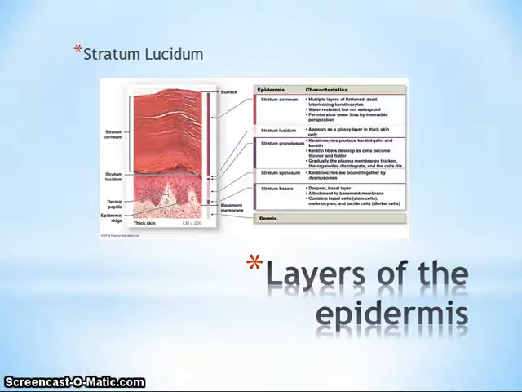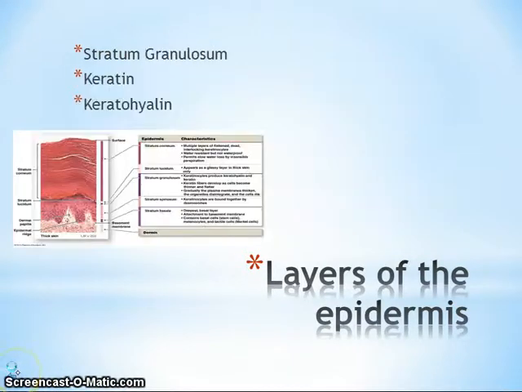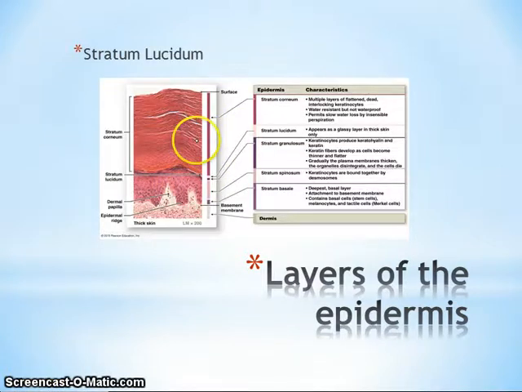The next layer is the stratum granulosum. It has a grainy appearance in comparison. It is a little more complicated again than the stratum spinosum was.